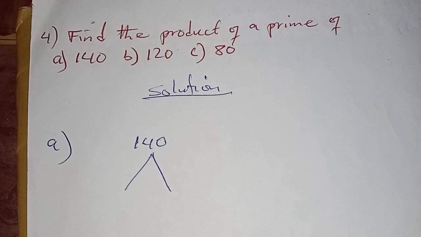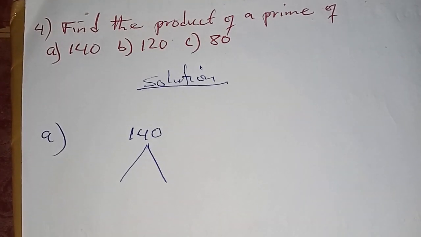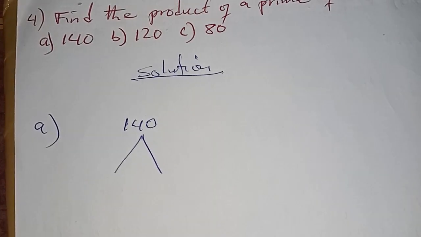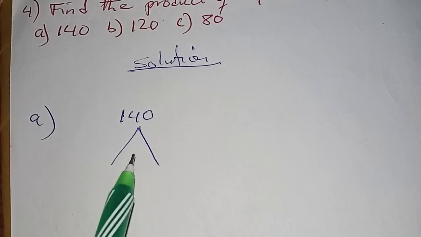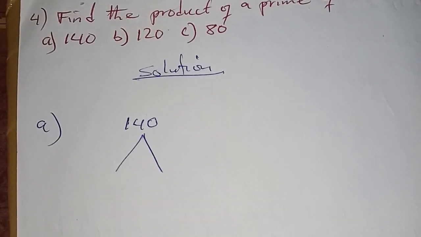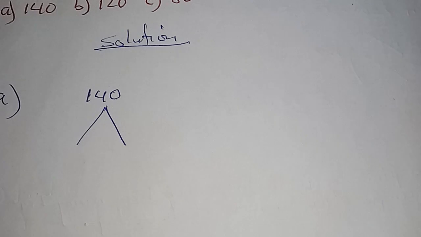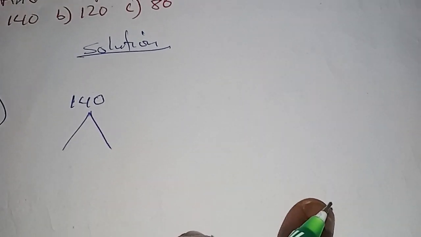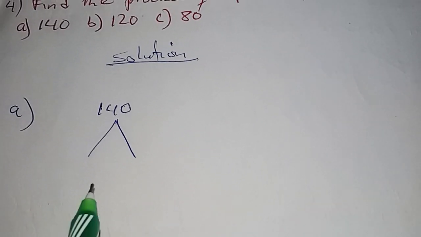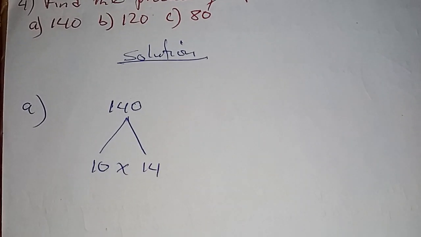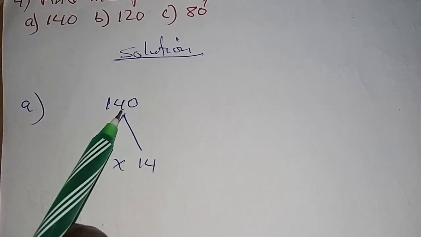If you look at this question, if you multiply 10 times 14, you're going to get 140, right? But it's not only 10 times 14, you can also have 70 times 2 to get you 140. You can use any of them, you will still get the same answer, but the easier one I can use is 10 times 14.